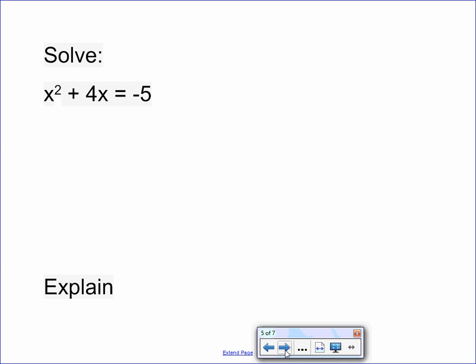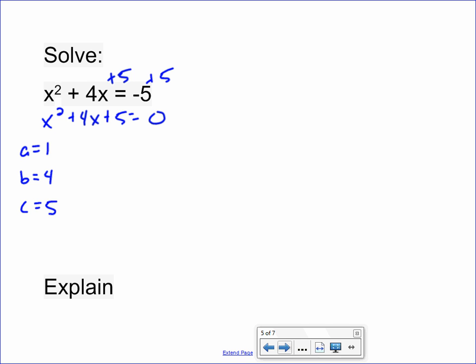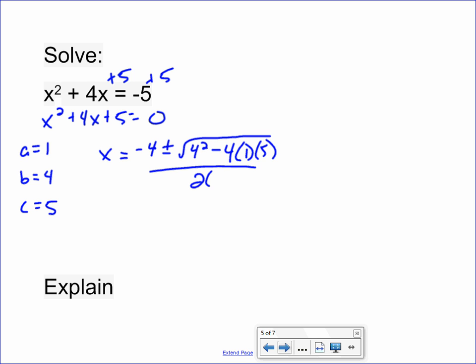Okay, let's take a look at one more. So if I add this 5 to get that into the standard form, I'd have x squared plus 4x plus 5 equals 0. So a is 1, b is 4, c is 5. If we use the quadratic formula, I'd have negative 4 plus or minus the square root of 4 squared minus 4 times 1 times 5, all over 2 times 1.